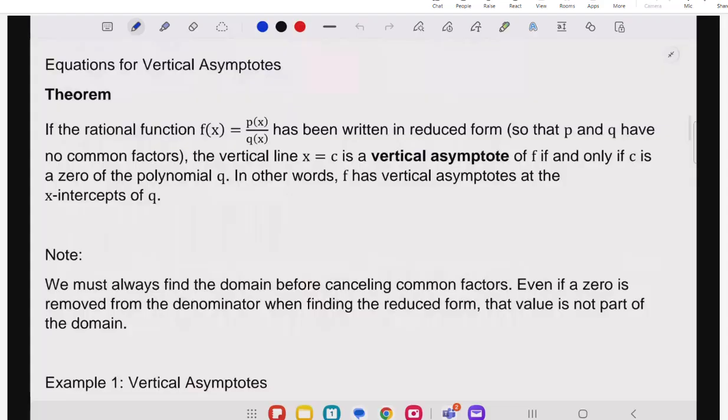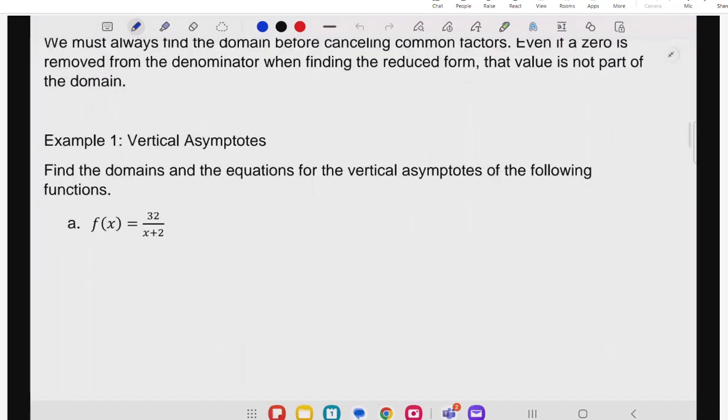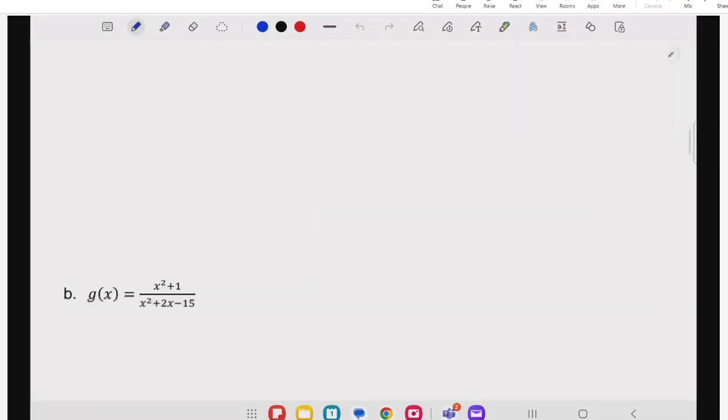Note, we must always find the domain before canceling common factors, even if a zero is removed from the denominator when finding the reduced form. That value is not part of the domain. I believe that we will have that instance in the second example, but let's go ahead and look at the first example.